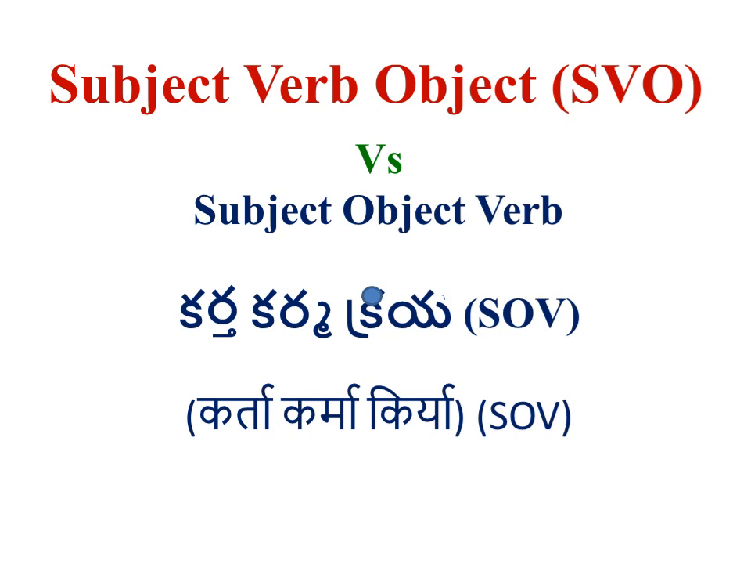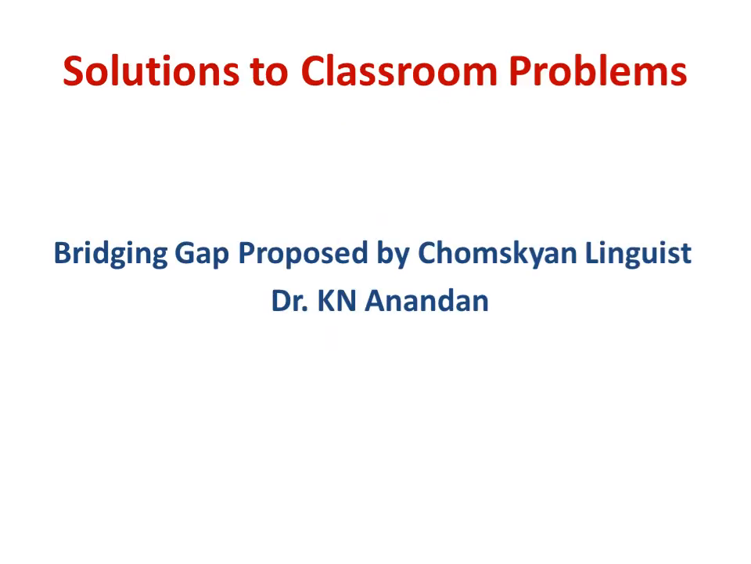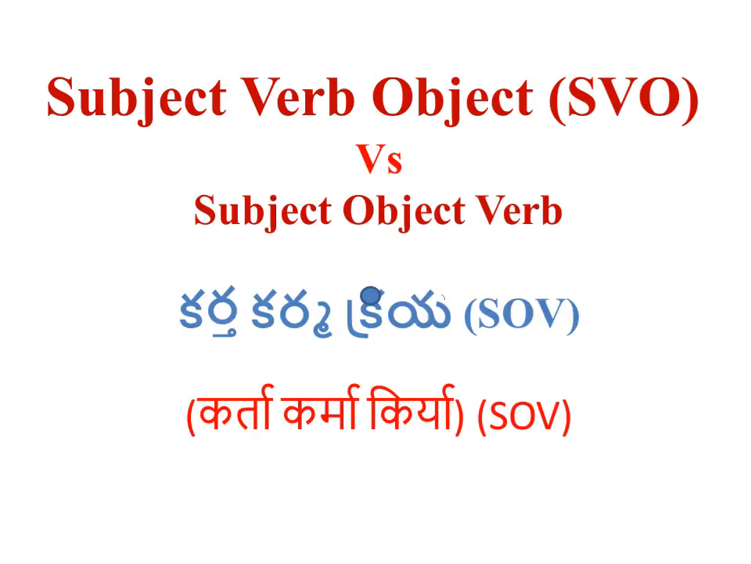Then how? What are we going to do? So we are going to try to find out some solutions to the classroom problems, especially using the bridging gap activity proposed by Chomskyan linguist Dr. K. N. Anandan. So that means we are going to deal with subject, verb, object sentence structures versus subject, object, verb sentence structures of our mother tongue. But we are not going to tell the students that this is the subject, this is the verb, this is the object. Instead of doing that, we can do an activity which addresses this problem. Let's see what we can do.